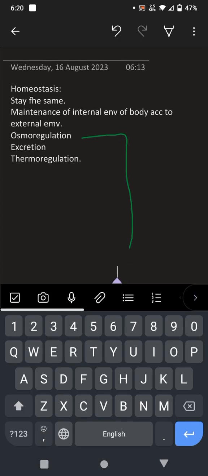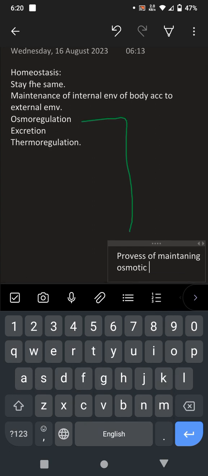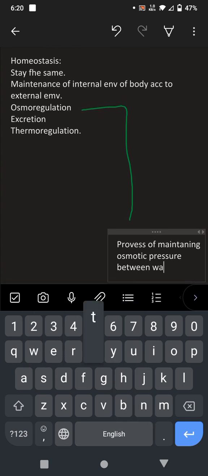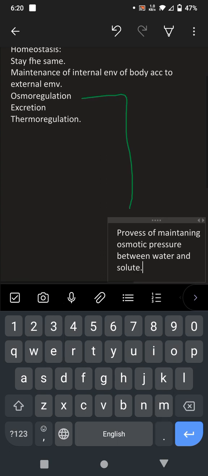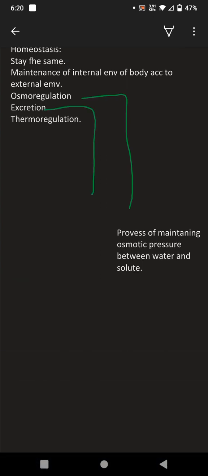Okay, so let me just give you a basic introduction of these things. What is osmoregulation? Osmoregulation is the process of maintaining osmotic pressure between water and solute. Okay, ji.